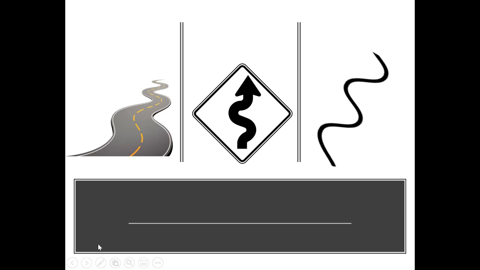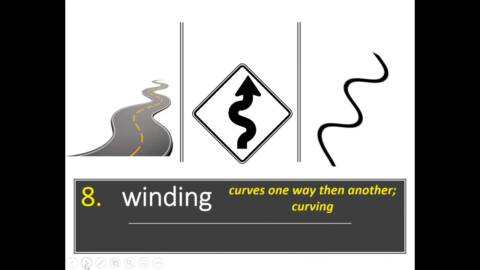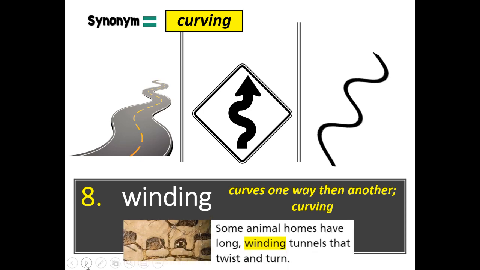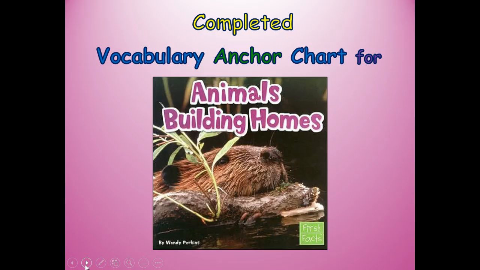show winding, W-I-N-D-I-N-G, winding, curves one way, then another, curving. A synonym is curving, C-U-R-V-I-N-G, curving. Some animal homes have long winding tunnels that twist and turn. Think about it. Have you ever walked along a winding path through the woods? So if you need to, push pause to write winding. A synonym is curving, and then you can draw a quick sketch or at the end of this lesson.